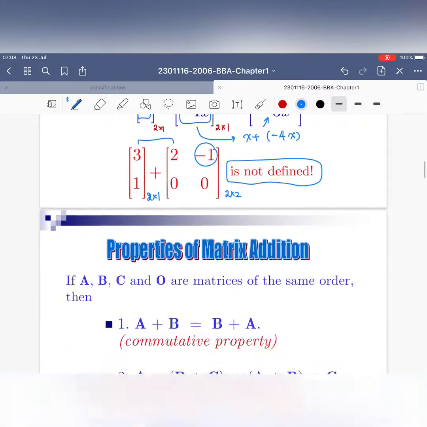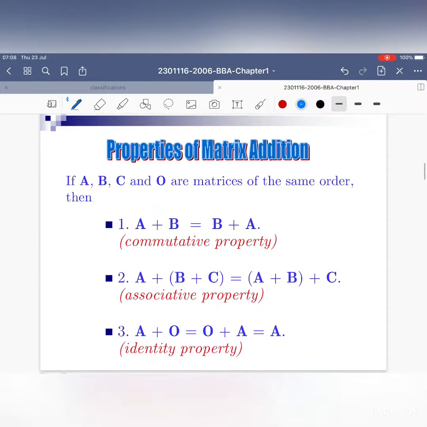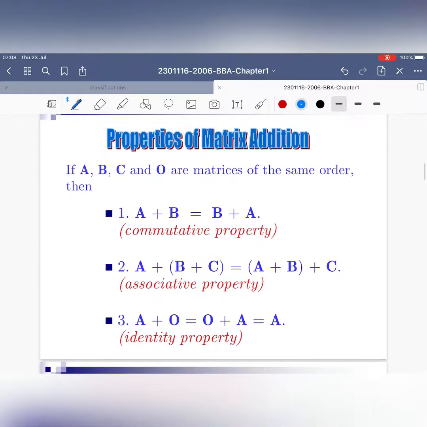Of course, matrices have properties for addition.